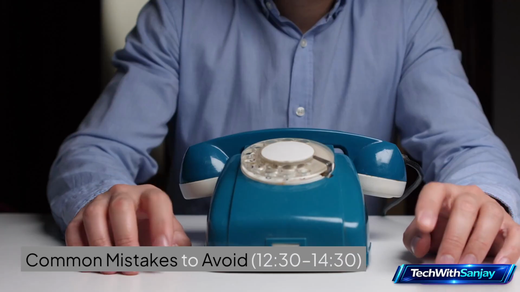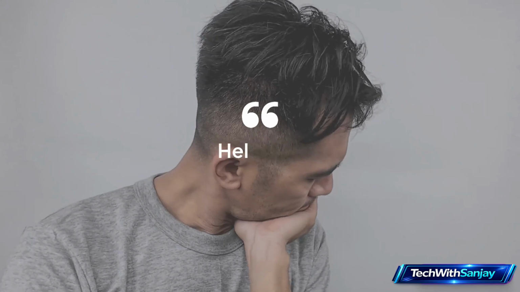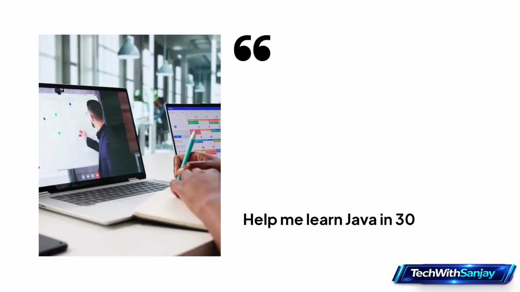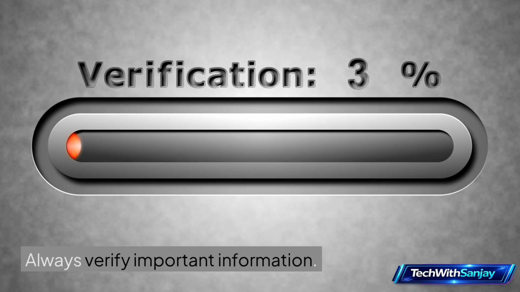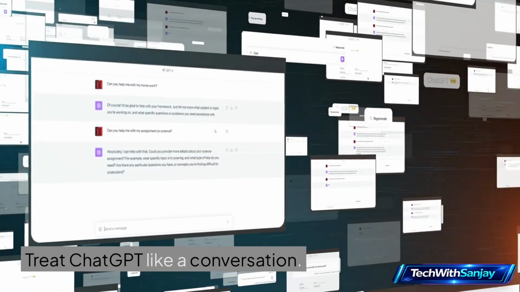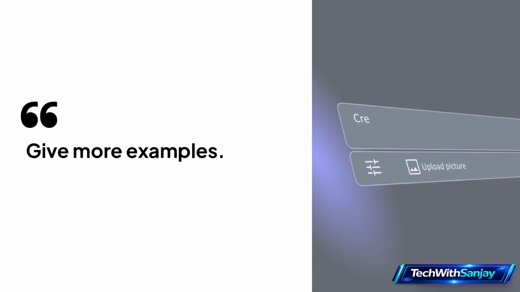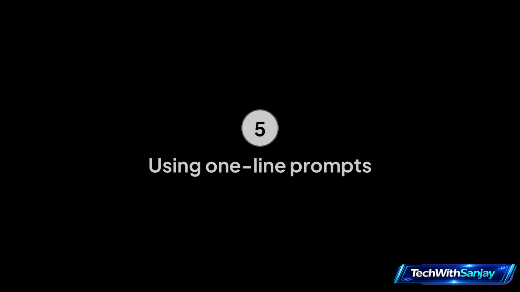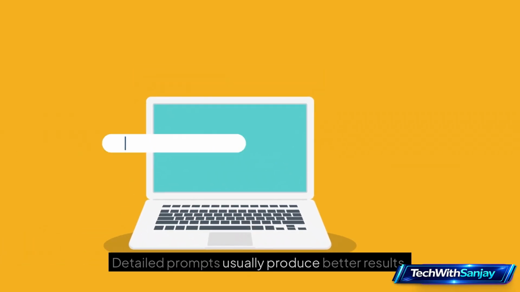Common mistakes to avoid. Mistake 1. Asking vague questions. Bad: help me. Good: help me learn Java in 30 days. Mistake 2. Blindly trusting every answer. Always verify important information. Mistake 3. Not asking follow-up questions. Treat ChatGPT like a conversation. Ask, can you explain further? Give more examples. Mistake 4. Using one-line prompts. Detailed prompts usually produce better results.